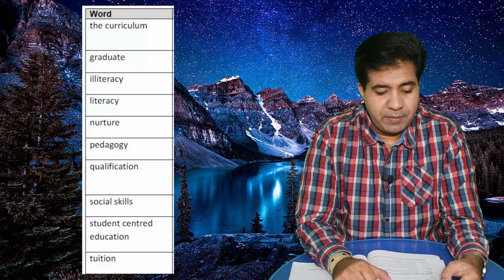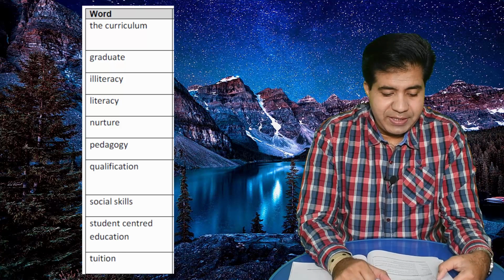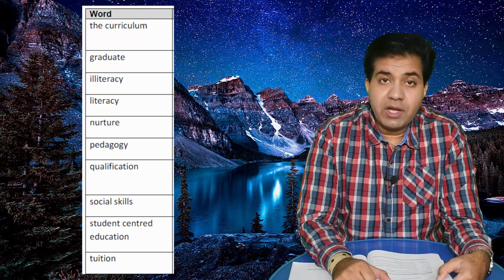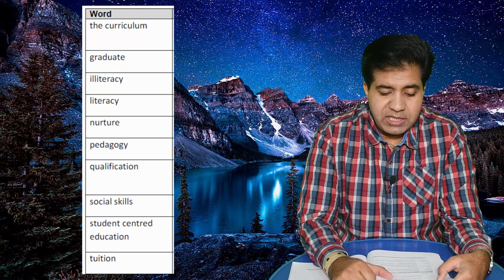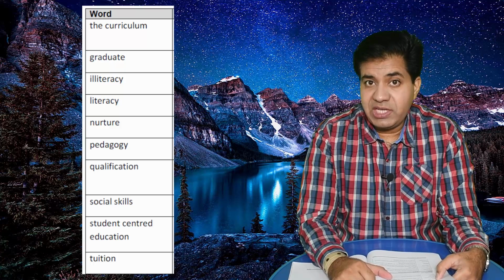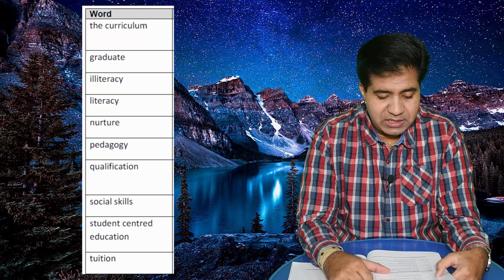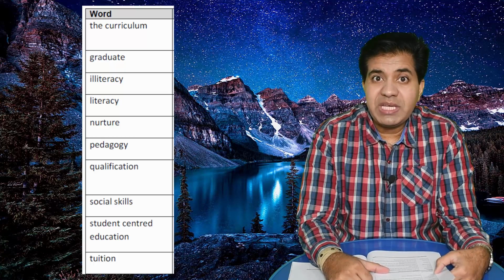Now let's go on. I'm going to give you some useful terms which can be used in your essay if the topic is related to education. The terms are the curriculum, graduate, illiteracy, literacy, nurture. Nurture means to help grow or develop. Pedagogy. Pedagogy is the way of teaching, including the instructional methods that are used. Qualification, social skills, student-centered education, tuition.